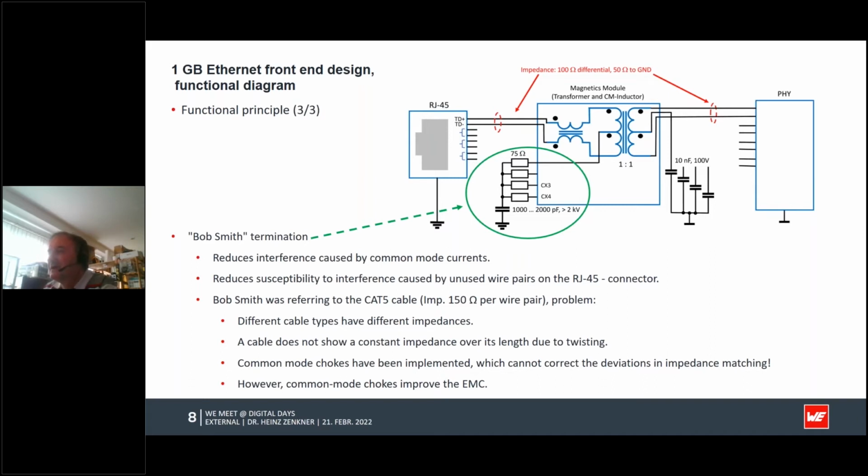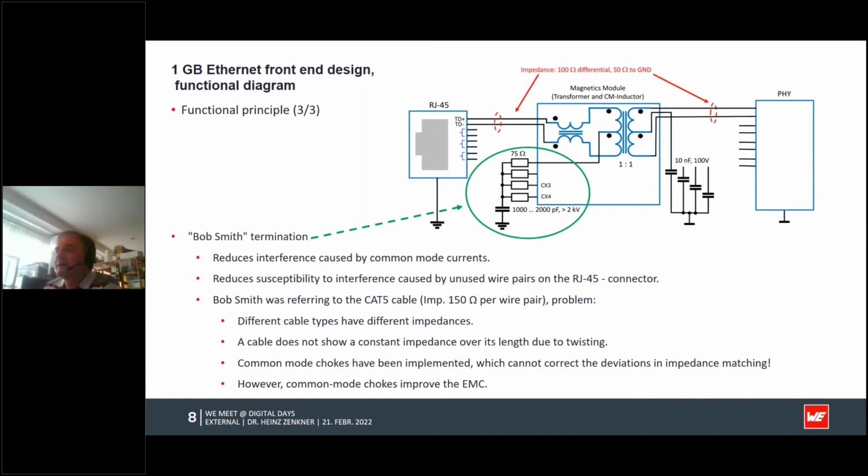But we cannot correct any impedance mismatching caused by any kind of cable. There's a certain reason behind this, because Ethernet cables are twisted pairs, and depending on how they are twisted and how precisely they are twisted, how close they are to each other, they create an imbalance to each other, and this eventually causes radiation and also mismatching towards the transformer and the impedance matching of the Bob Smith termination. So, depending on the quality and the impedance stability over the length, there will be a mismatch, which is very difficult to reduce with that kind of circuit design.